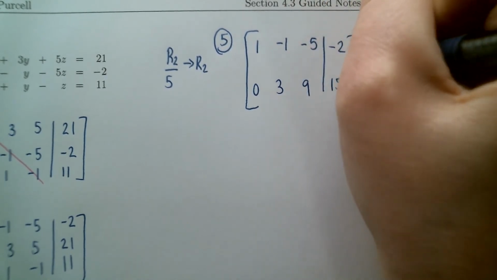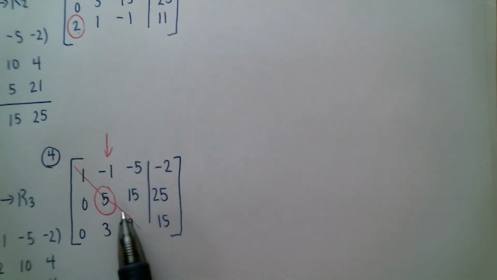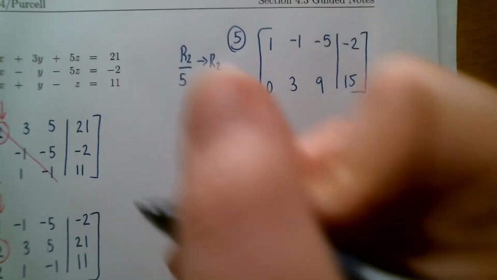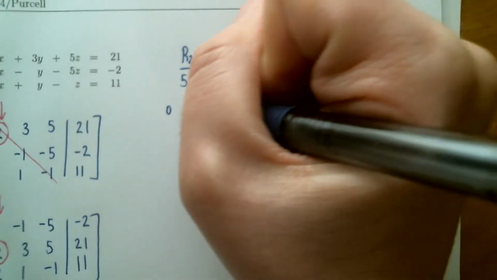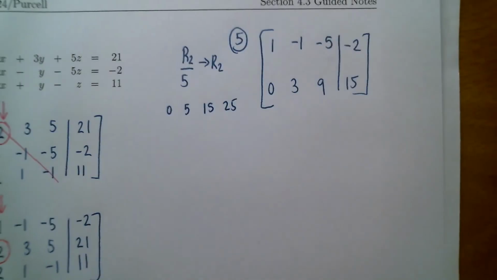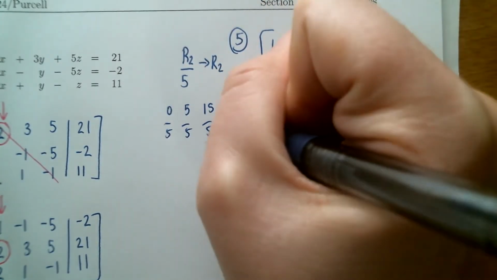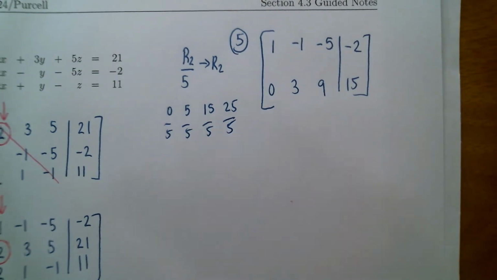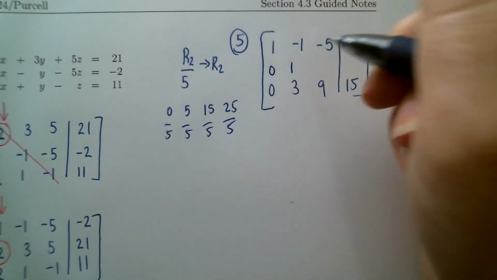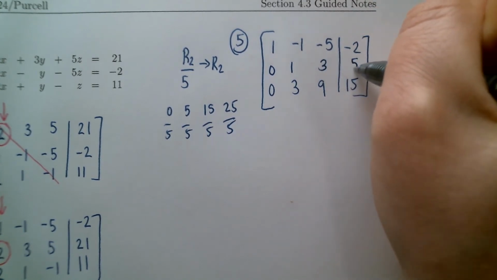Now I'm going to go out to the side. You don't have to; you could actually do this part in your head. But currently row 2 is 0, 5, 15, and 25. And then I'm going to divide that entire row by 5. So the result will be 0, 1, 3, 5.